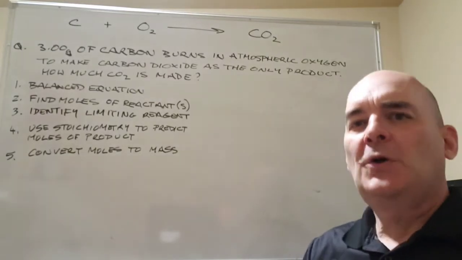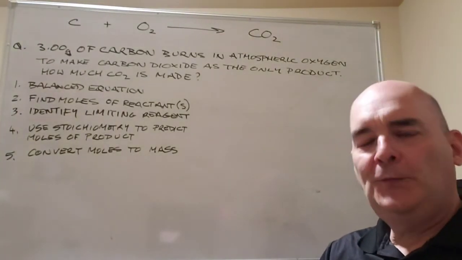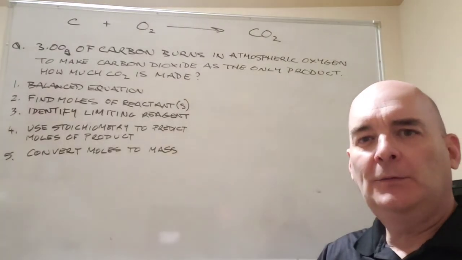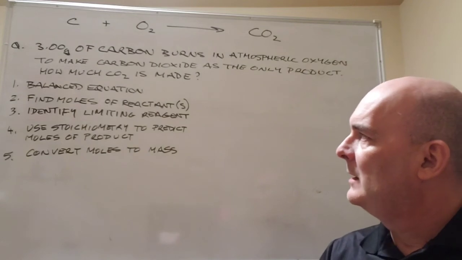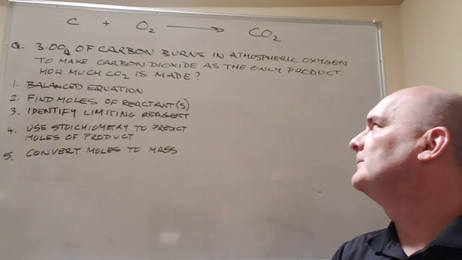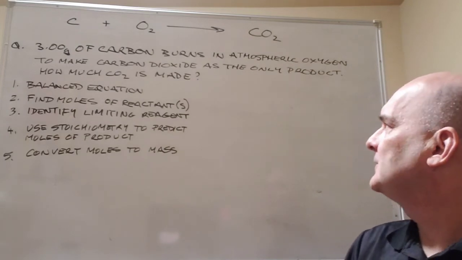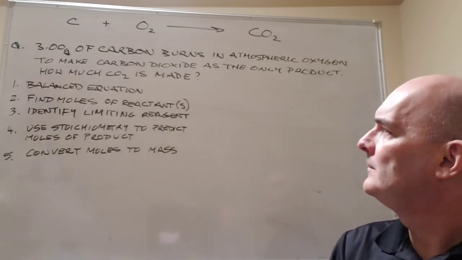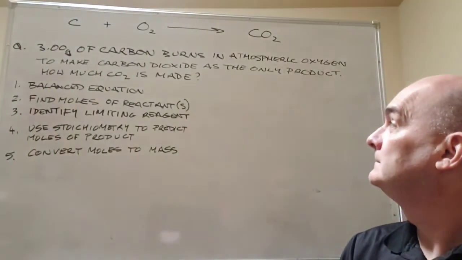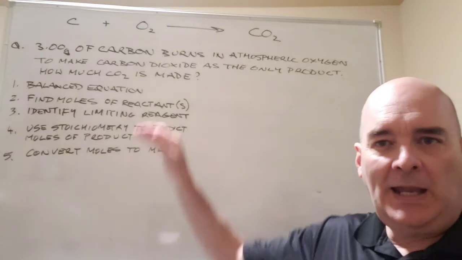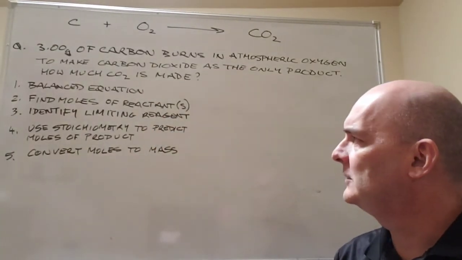Okay, so here is a question that requires us to find a value for a product. The question says, 3 grams of carbon burns in atmospheric oxygen to make carbon dioxide as the only product. How much carbon dioxide is made? Okay? Well, we're going to take a step-by-step process to answer this question.